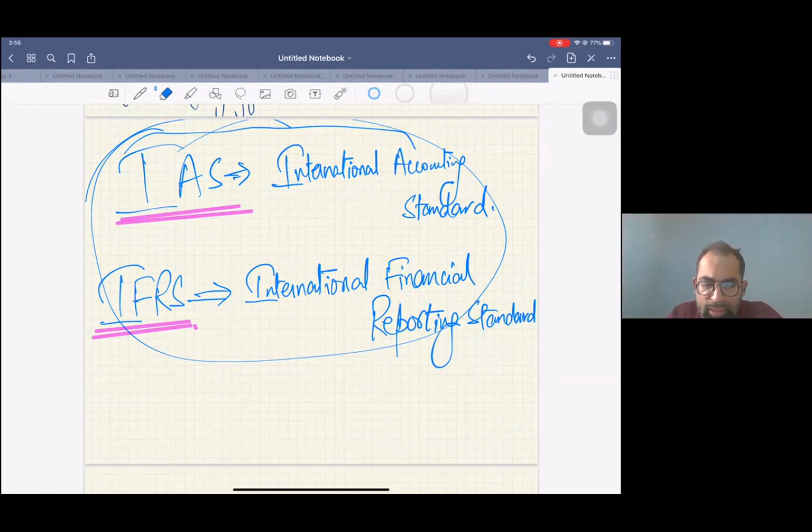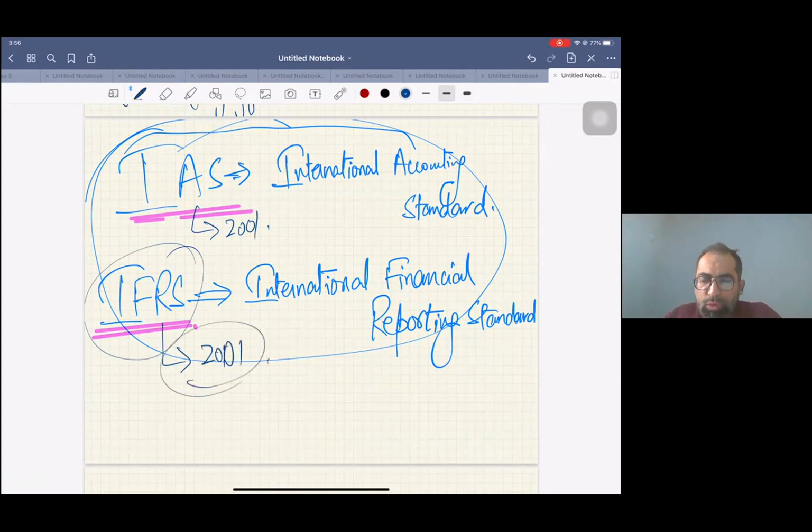But what's the difference? The IAS are the standards launched before 2001, and the new standards which came after 2001 are IFRS. Still, both IAS and IFRS are applicable, both are tested, and both are in our course. So we are going to do both of them. Are you getting it?